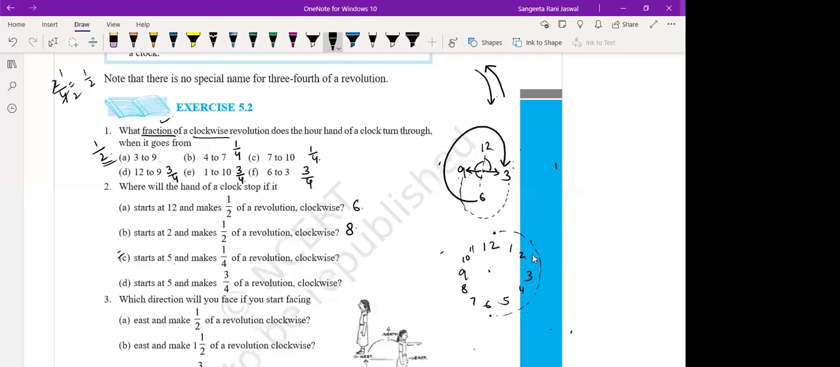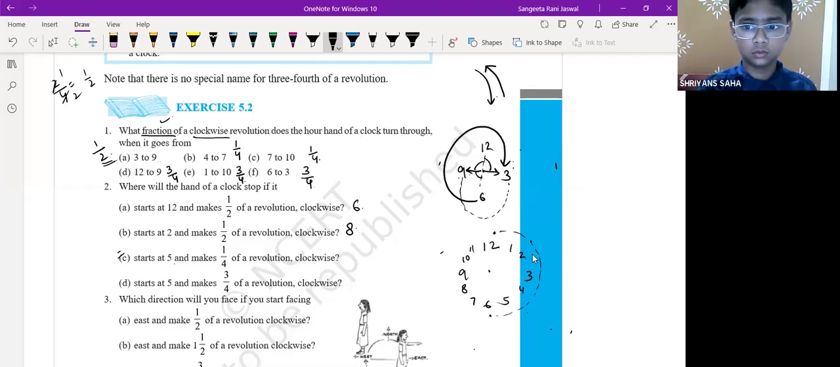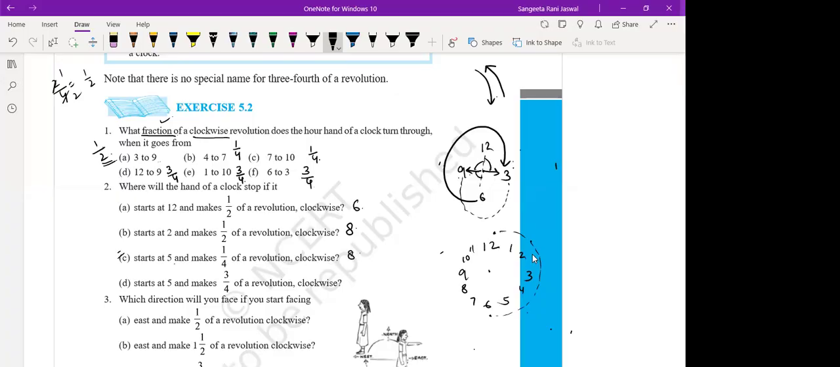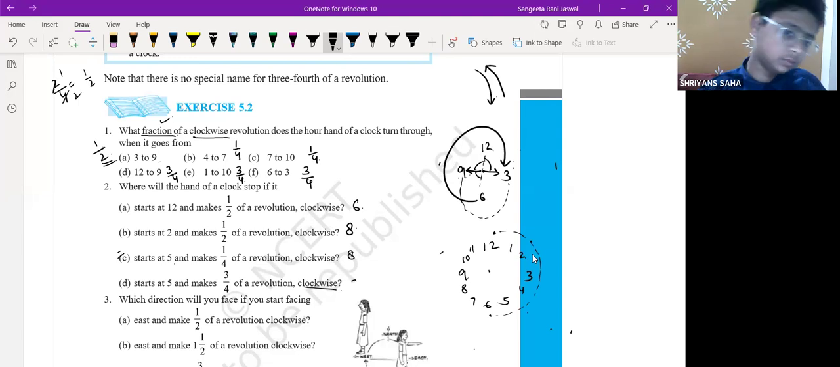Okay. No one else is answering. Nishika, Adya. Okay, next one: starts at 5 and makes 1/4 of a revolution in clockwise direction. Now 5 is here. Starting from 5 and making 1/4 of a revolution, where will it stop? 8. Yes, 8, ma'am. Good. Now starts at 5 and makes 3/4 of a revolution clockwise. Now tell me, from 5, 3/4 of a revolution. 2, ma'am. Good. Okay.